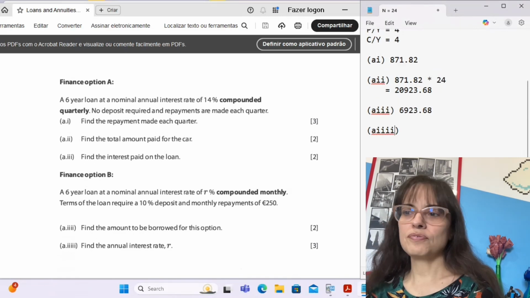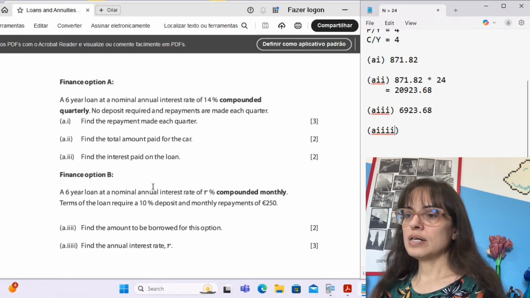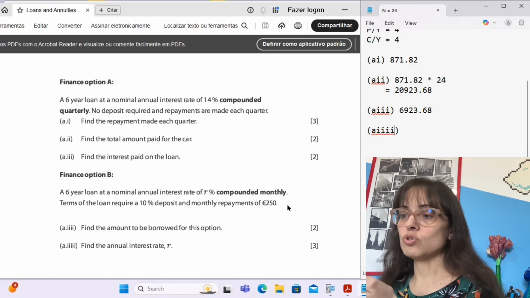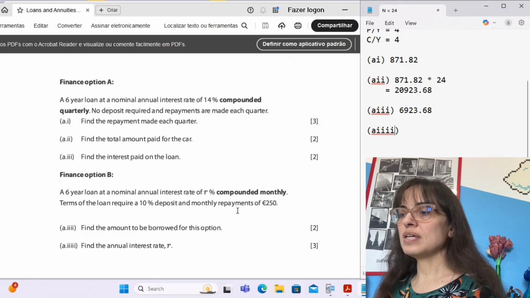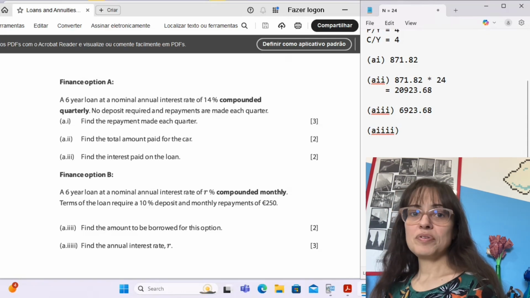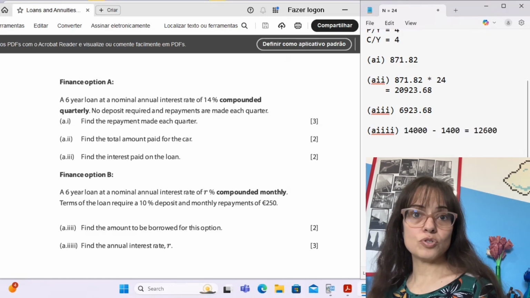Okay, so I'm not necessarily going to finish finance option B because it's more of the same, but there is something that I want to point out here. A 6-year loan at a nominal annual interest rate of R, which is what he's going to ask you about. This one is compounded monthly. And then the terms of the loan require a 10% deposit. Remember that in the first one, there was no deposit, so you actually borrowed the full 14,000. This time you don't, because 10% of that you need to pay from your own pocket. You're actually getting a loan for only 12,600. So that's the amount that you have to put in your PV, okay?